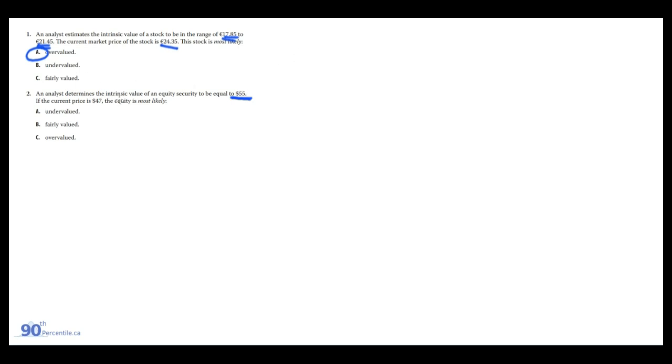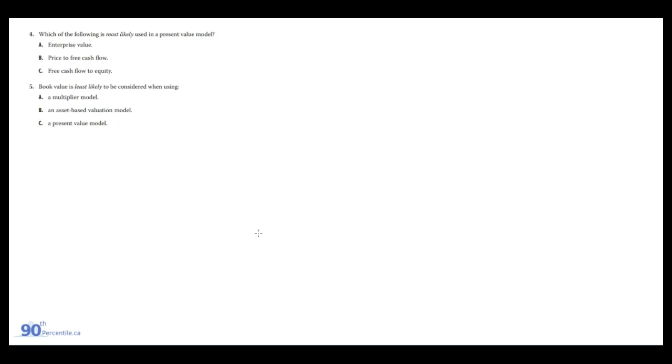But anyway, we're saying it's worth 55 and the current price is 47, so it's undervalued. So we believe it should go up to the 55. Which of the following is most likely used in a present value model?